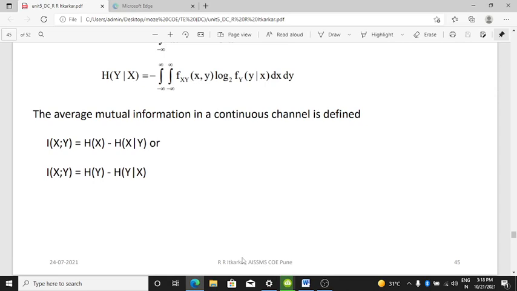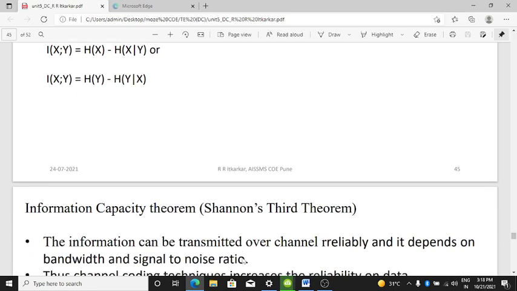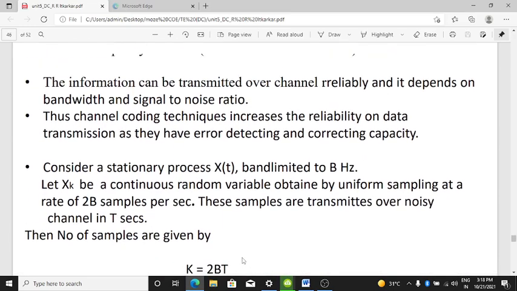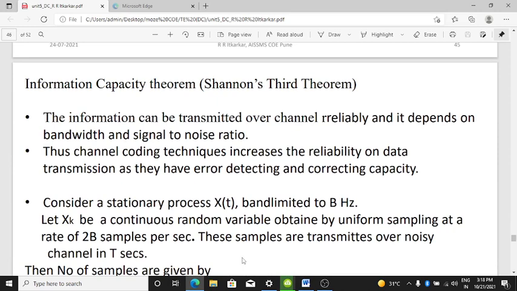The average mutual information in a continuous channel is defined as I of X comma Y equals H of X minus H of X given Y, or I of X comma Y equals H of Y minus H of Y given X. Information capacity theorem: Shannon's third theorem is this information capacity theorem. Information can be transmitted over a channel reliably, and it depends on bandwidth and signal to noise ratio. Thus, channel coding techniques increase the reliability of data transmission as they have error detecting and correcting capacity.